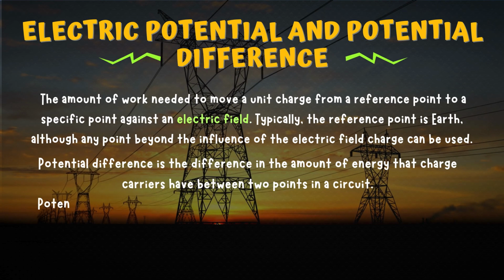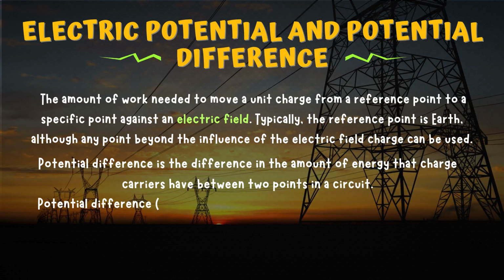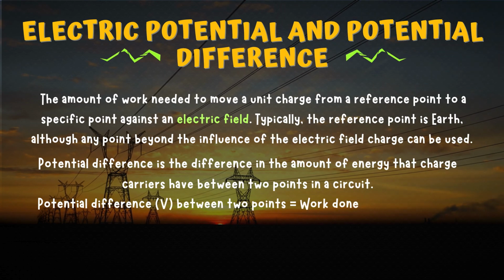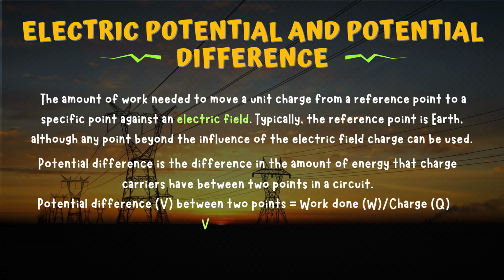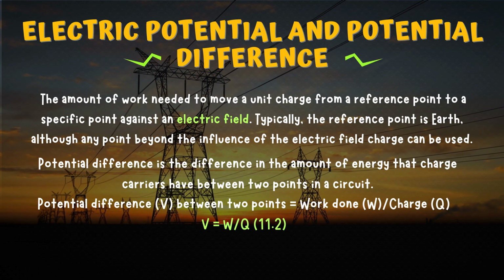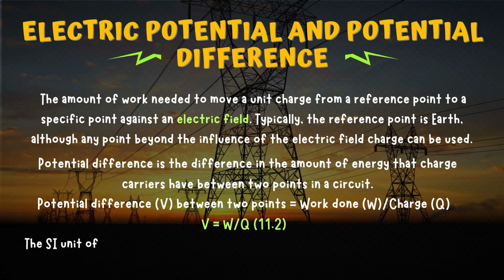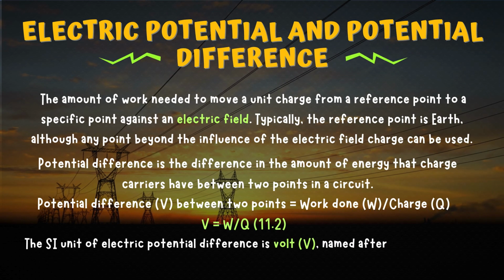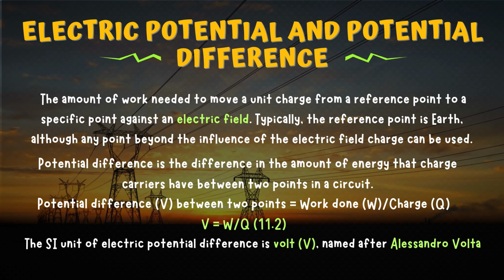Potential difference, V, between 2 points is equal to work done, W, divided by charge, Q. V is equal to W/Q. The SI unit of electric potential difference is volt, V, named after Alessandro Volta.